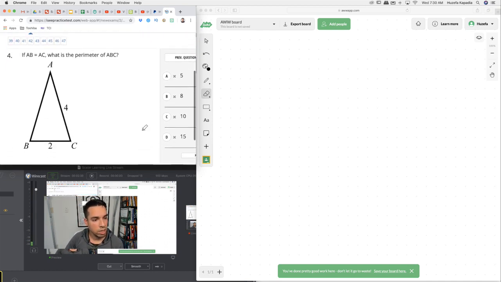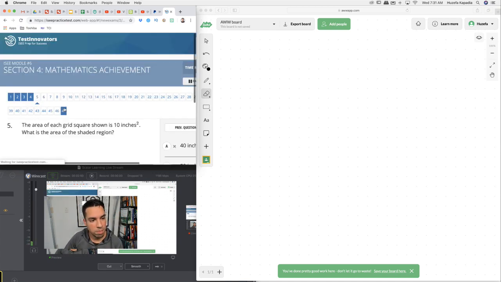If AB equals AC, what is the perimeter of ABC? So that means this side is also 4. So it's 4, 2, and then 4. That's perimeter. We add them up. So 4 plus 2 plus 4 is just 10. Do that mentally. It's totally fine.